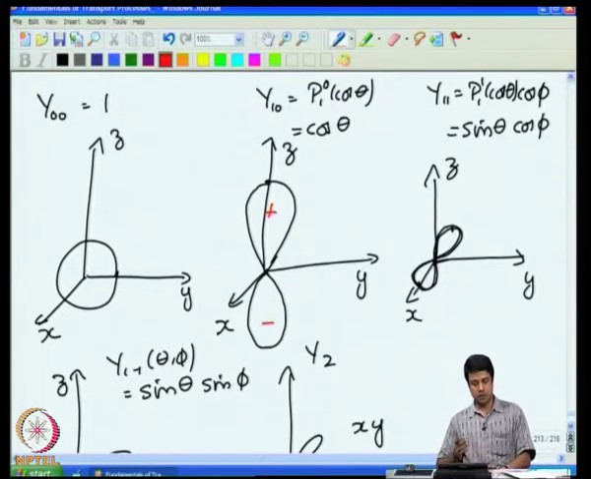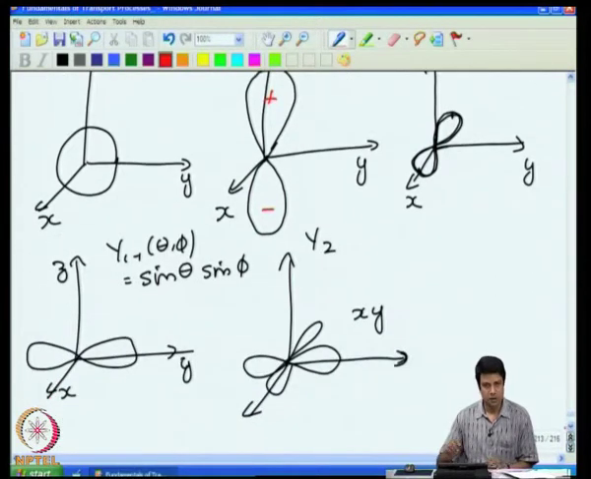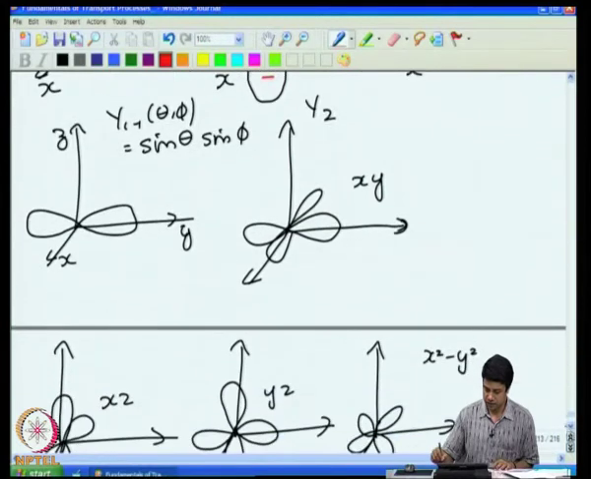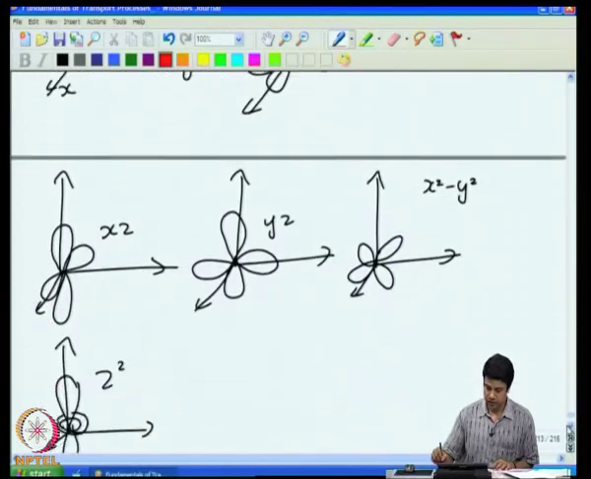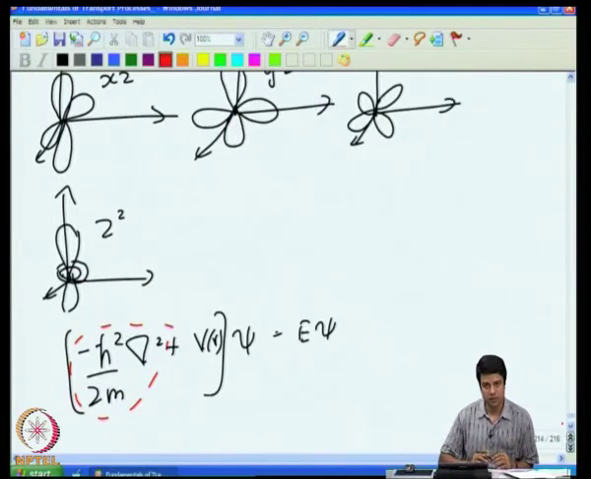Similarly, Y_1^1 is along the x axis, Y_1^-1 is along the y axis, and then I plotted for you the symmetries of the n equal to 2 Legendre polynomials. Similarly, there are solutions for 3, 4, 5, etc. For a value of n, there are 2n plus 1 solutions, because for a given value of n, m can vary from minus n to plus n.